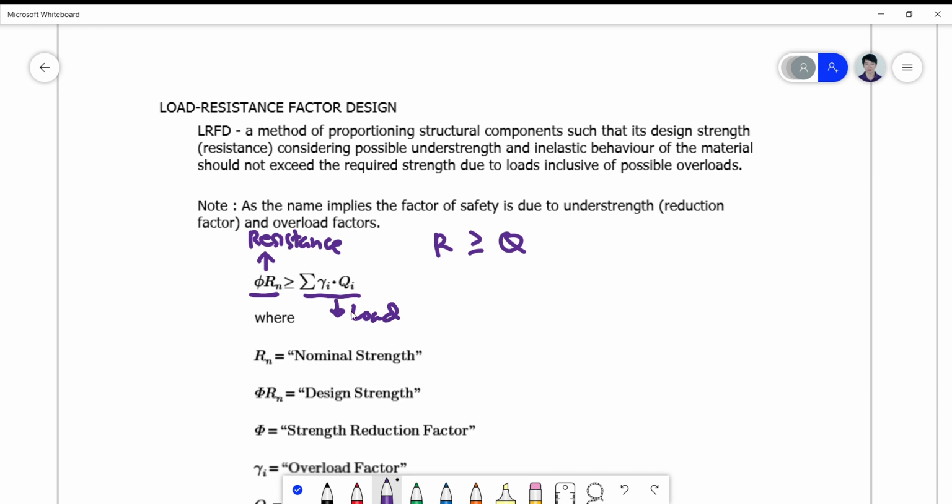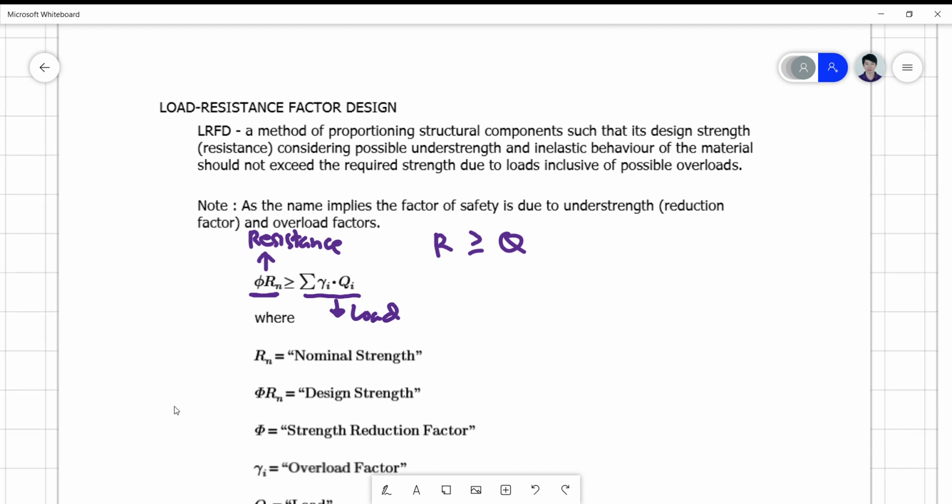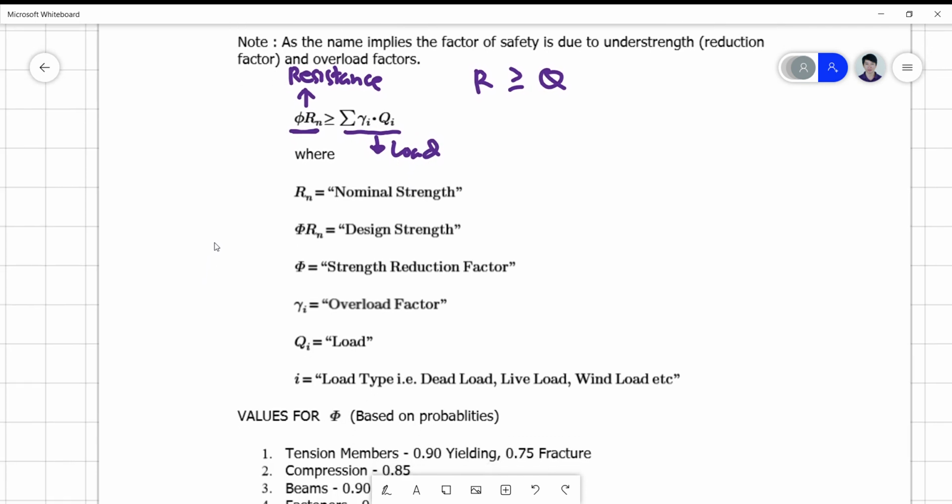Okay, so we need to make use of different load factors for us to be able to determine the whole effect of such load combinations. And this is where the LRFD approach becomes a little bit involved in comparing resistance over the load or the load effects.